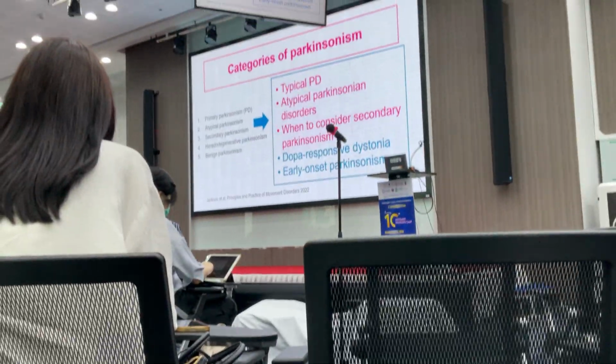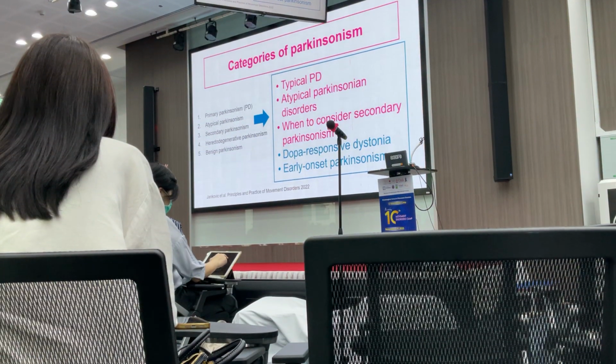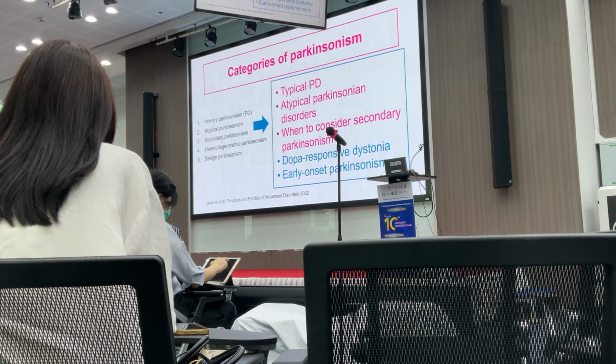Okay, and this is what I covered yesterday, so I'm going to skip that. So this is what I'm going to approach here. If you look at the textbook Principles and Practice of Movement Disorders, you can see the classification on the left, and I find it a bit difficult to differentiate. So this is what I'm thinking in my mind when I see patients with parkinsonism. I try to differentiate Parkinson's disease from the rest.